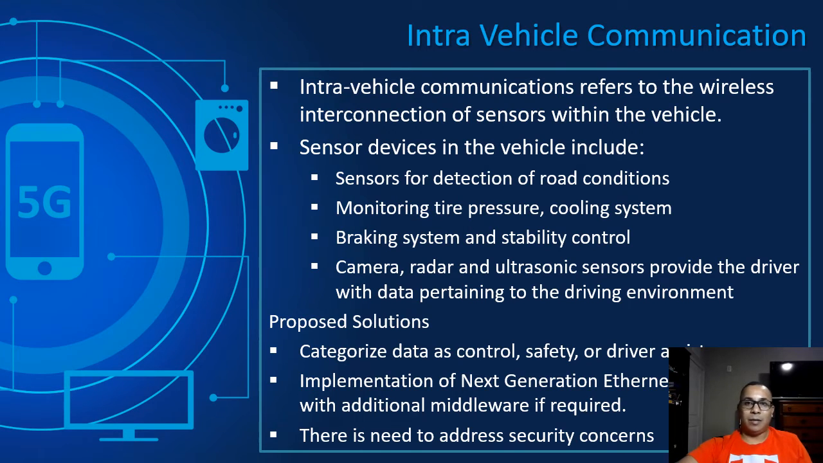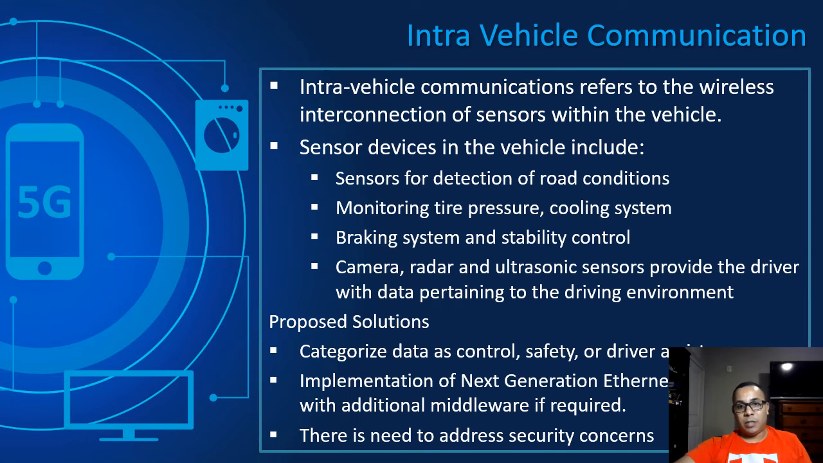Now, we also must consider intra-vehicle communication, which is essentially the communication of the vehicle systems and sensors, and for safety, data control, driver assistance are the main categories. Here, a key component in this section is the camera, radar, and ultrasonic sensors, which provide the driver with data relating to the driving environment.